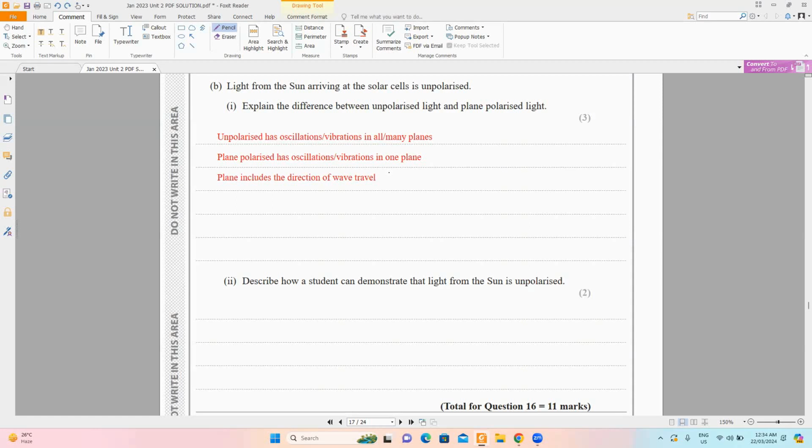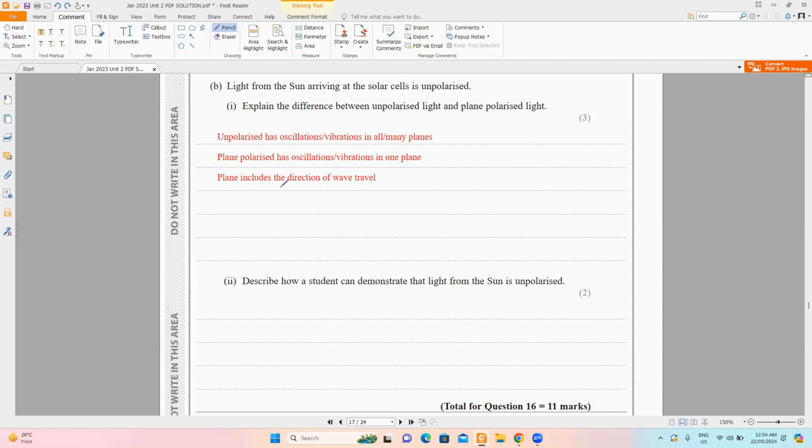But guys, if you were writing the same answer in terms of direction, the answer would have been, I'm saying this, unpolarized light has oscillations in multiple directions. Plane polarized light has oscillations in only one direction, and this direction is perpendicular to the direction of wave travel. So you clearly see when it comes to plane, the language is plane includes, and when it comes to direction, you say direction is perpendicular.